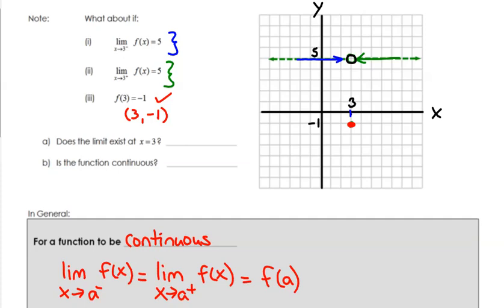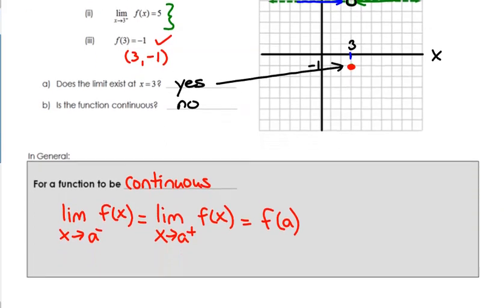But when we answer the question, does the limit exist at x equals 3? Yes, it does. It's right there. So there is actually a coordinate at x equals 3. Now, is it continuous? No, because there is a hole. You can't take your pencil and drag it across on the dotted line nice and smooth.